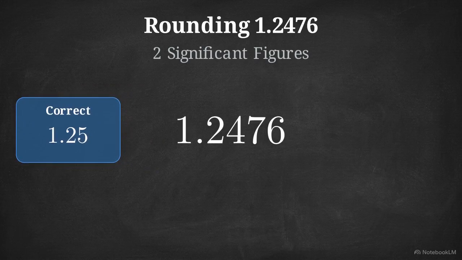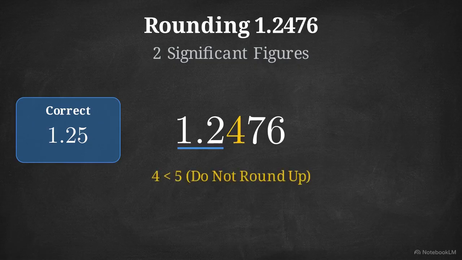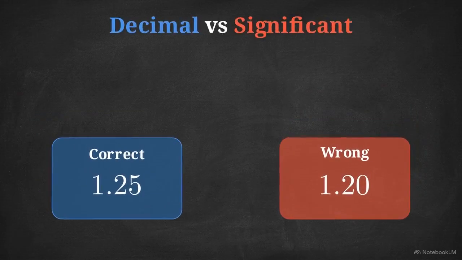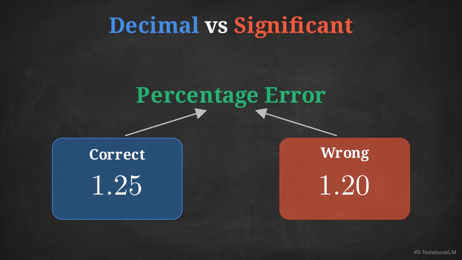Now, let us look at what the student wrongly wrote. Two significant figures means we count the first two meaningful digits from the very beginning of the number. Those are 1 and 2. The next digit is 4. Since 4 is less than 5, we do not round up. The 2 stays exactly the same. The student's wrong value is 1.20. Confusing the word decimal with significant gave the student 1.20 instead of 1.25.